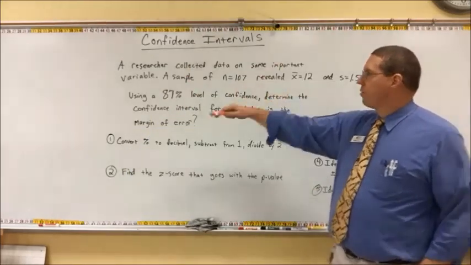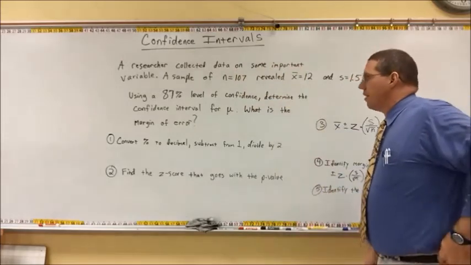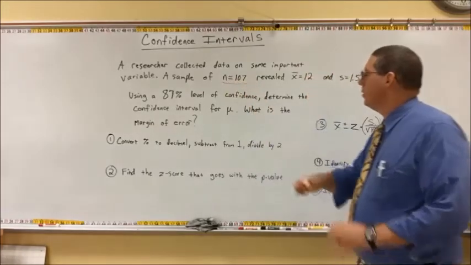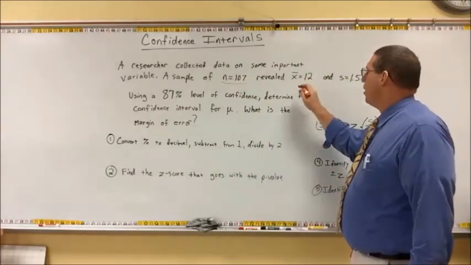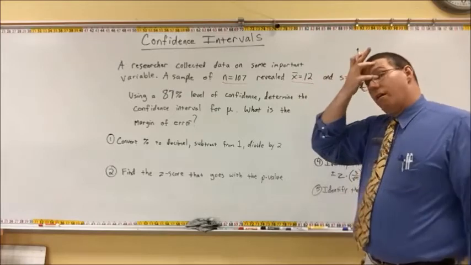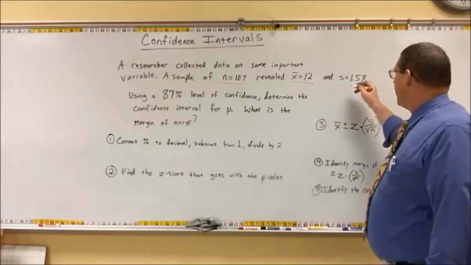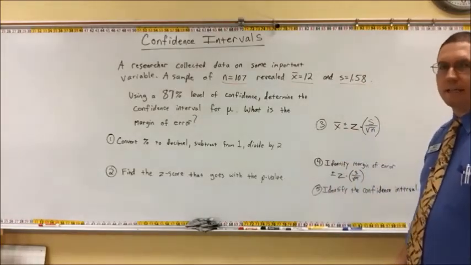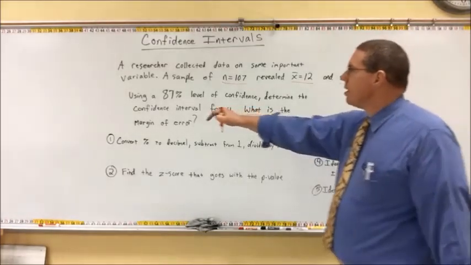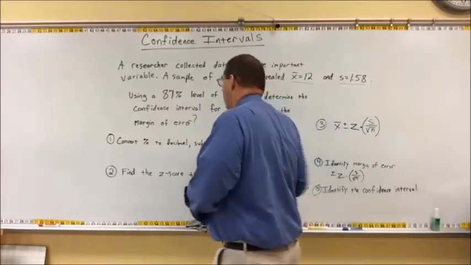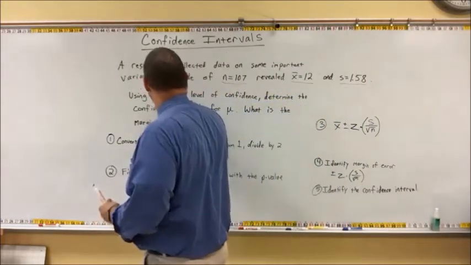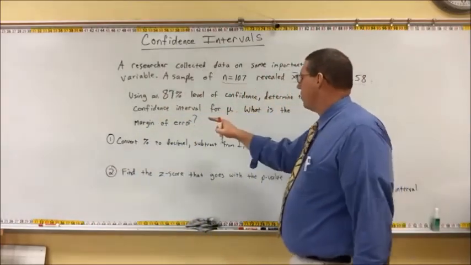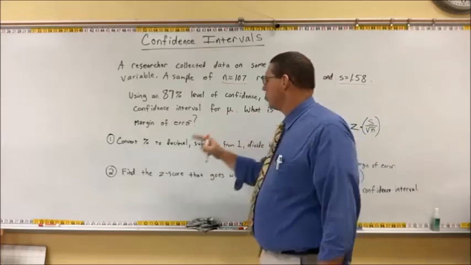It says some researcher collected data on some important variable. They had a sample size of 107, and they came up with a sample mean of 12, and the sample standard deviation is 1.58. And now the question is, using an 87% level of confidence, determine the confidence interval for mu. What is the margin of error?